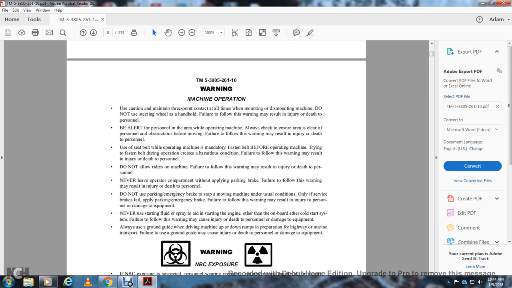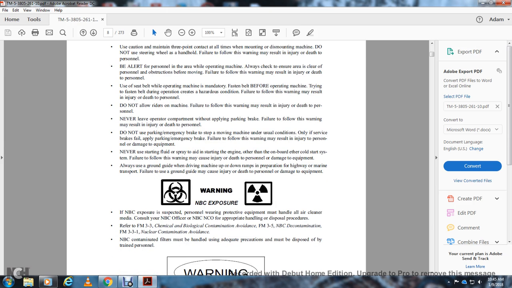Never leave the operator compartment while the machine is not secured with the parking brake applied. Failure to follow this warning may result in injury or death of personnel. Do not use the parking or emergency brake to stop the machine under usual conditions. Use only the service brakes. Failure to follow the warning may result in injury to personnel or damaged equipment.